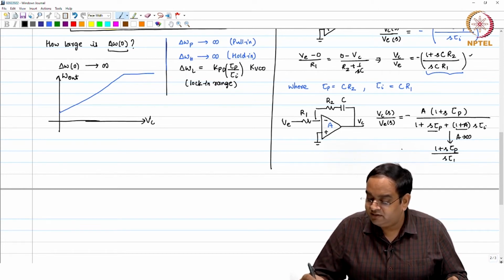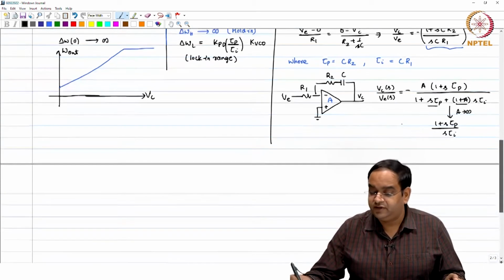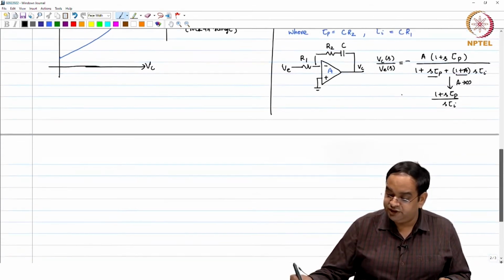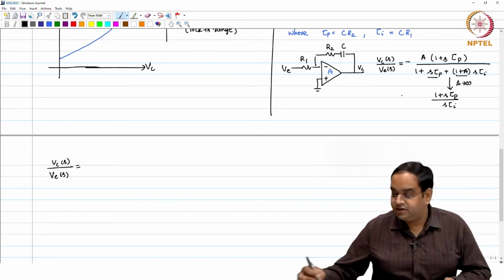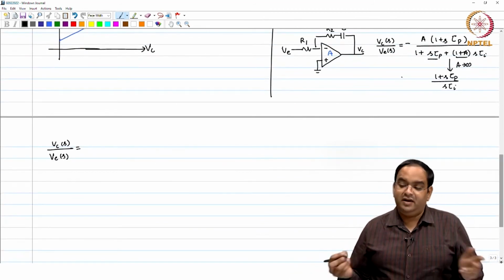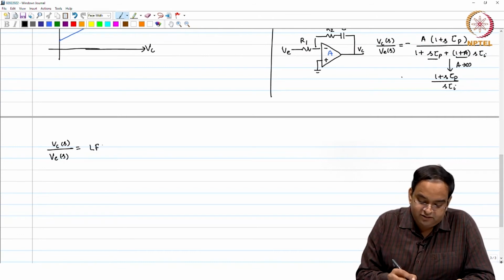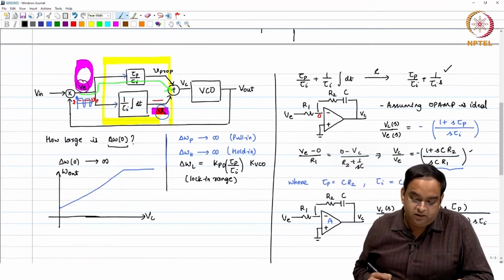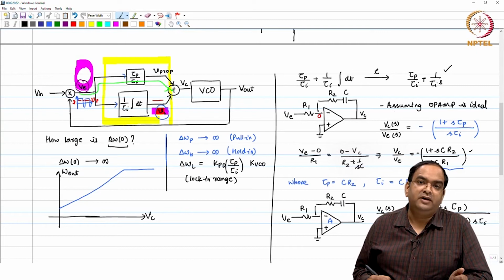So, you will have s tau I. As a tends to infinity, it does translate to the transfer function. Now, in the presence of this new transfer function which you see, V c of s divided by V error of s, which has some DC gain and the other part, right. This loop filter transfer function I am just writing as loop filter of s right now. It is not so simple to define the pull in range and the hold in range.